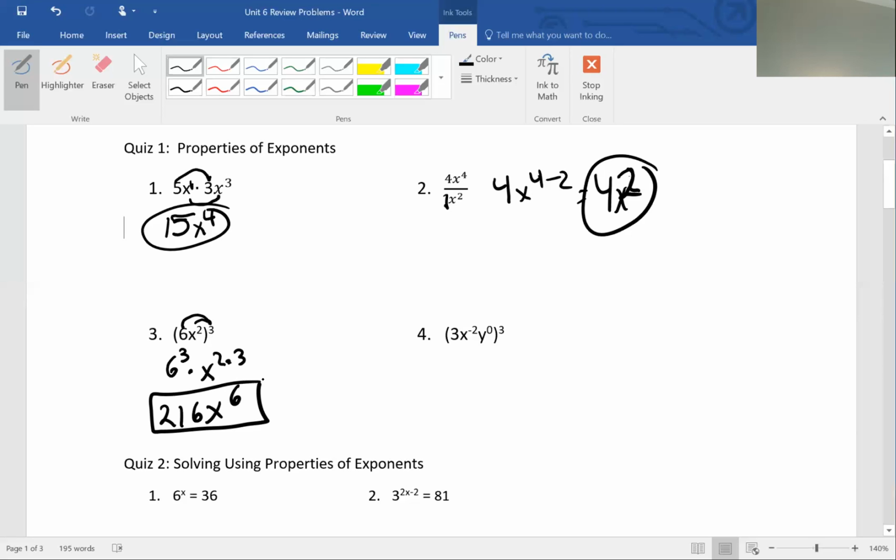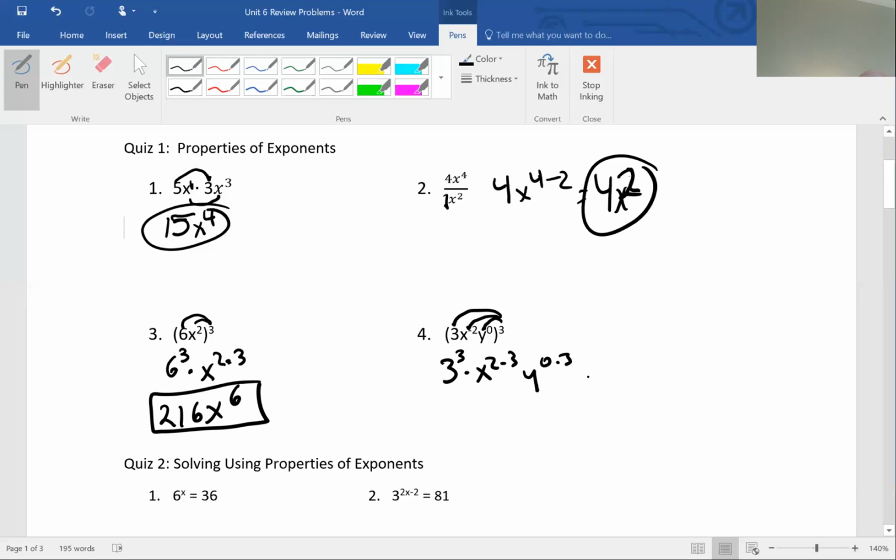Now, number 4 is a bit more complex, but not really. Because once again, this 3 is going to apply to every term in the parentheses. So it's going to be 3 to the third power times x squared to the third power, which is 2 times 3, and then y to the 0 power to the third power, which is 0 times 3, which of course is 0.